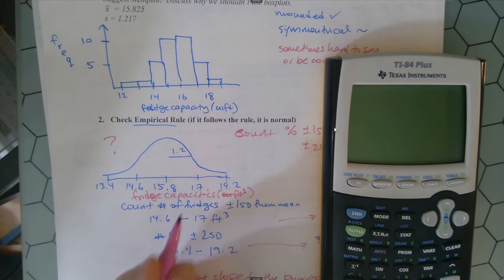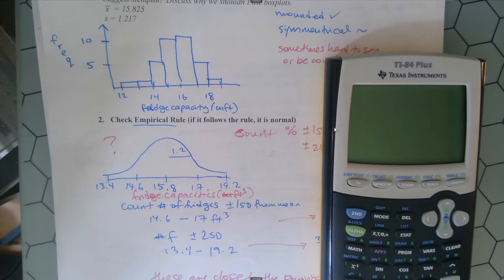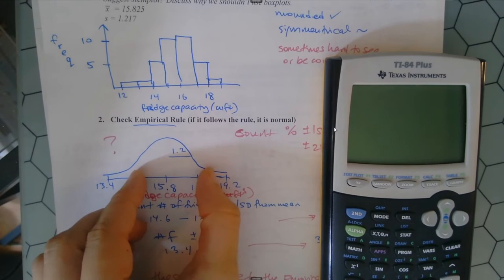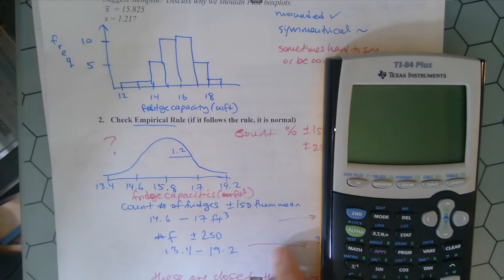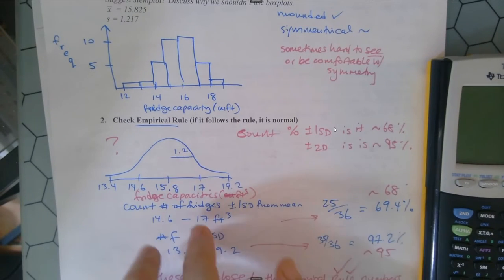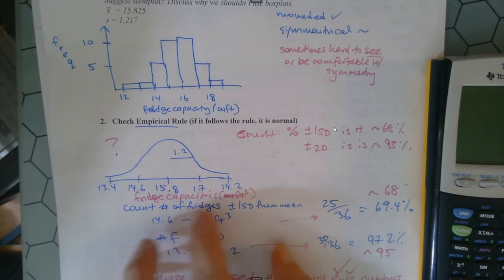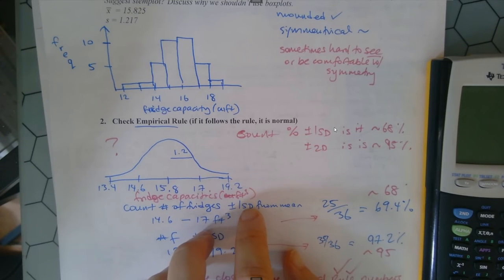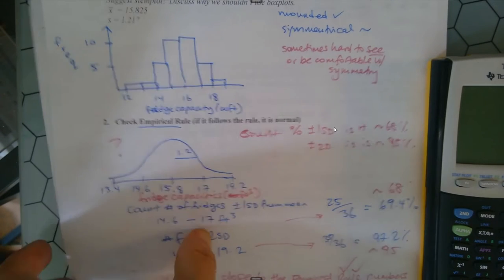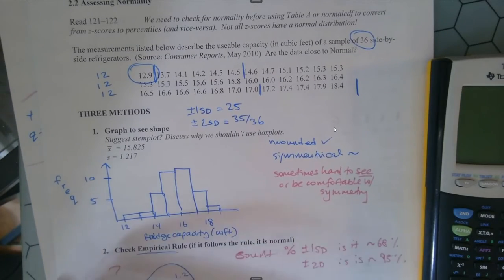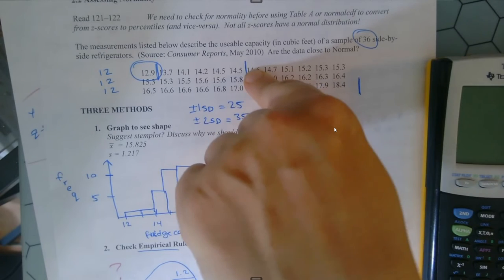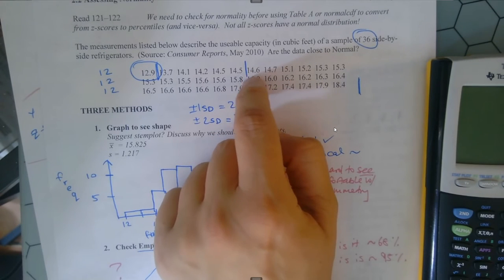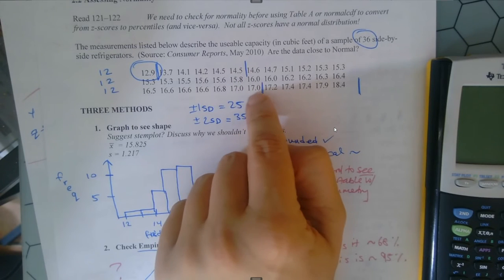And now that I have these boundaries, I'm going to check the empirical rule. If I go one standard deviation left and right, that's from 14.6 to 17 cubic feet. I'm going to count the number of fridges that are plus or minus one standard deviation from the mean, so 14.6 to 17. I'm including the 14.6. I might have a decimal error because I rounded, but I'm not going to worry about it. Everything between 14.6 and 17 is included.